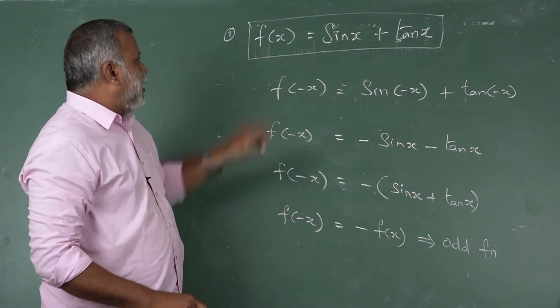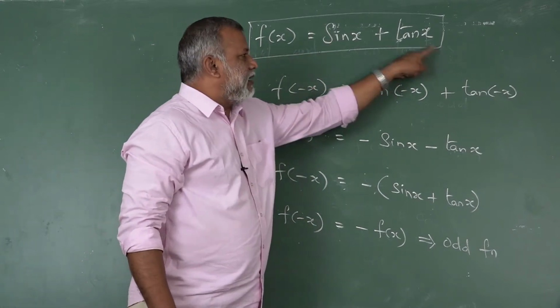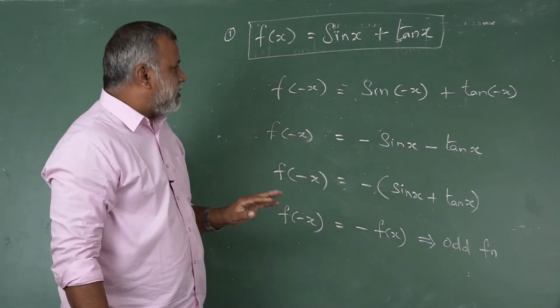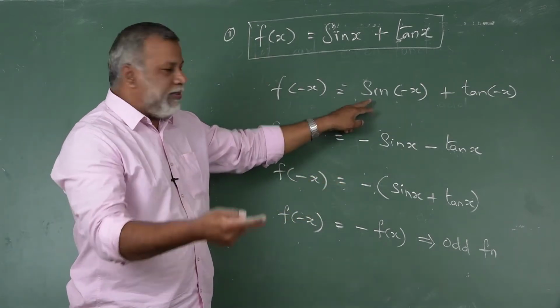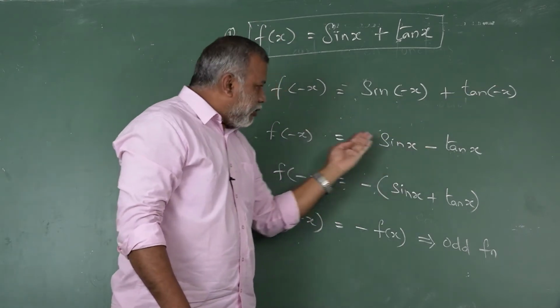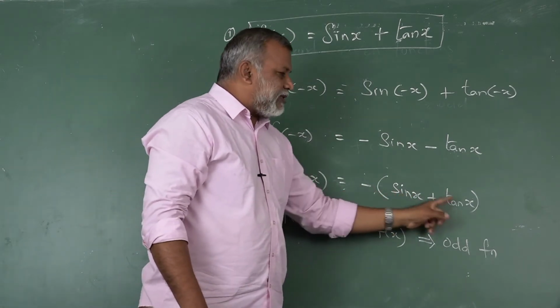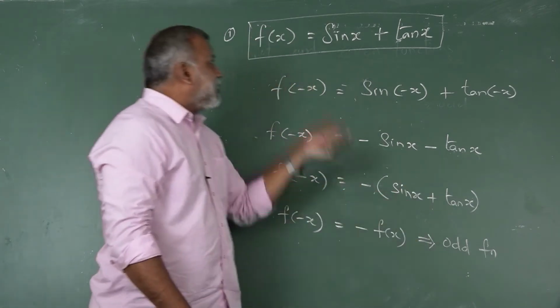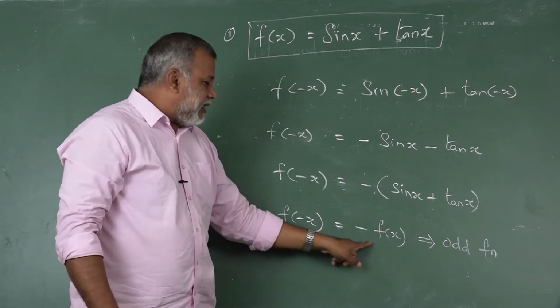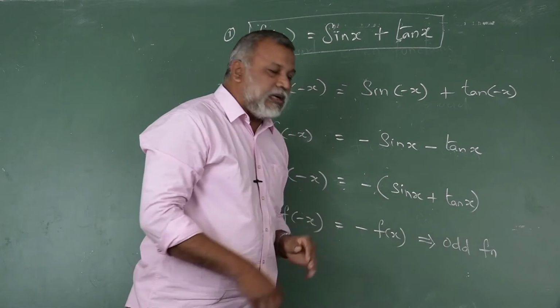x is replaced by minus x. Here also x is replaced by minus x, and here also x is replaced by minus x. By the property, sin emits the negative. Similarly, tan also emits the negative. We are able to take the negative from these two. So take out the negative. The remaining is sin x plus tan x. This sin x plus tan x is equal to f of x. Therefore, f of minus x produces minus f of x. This is called an odd function.